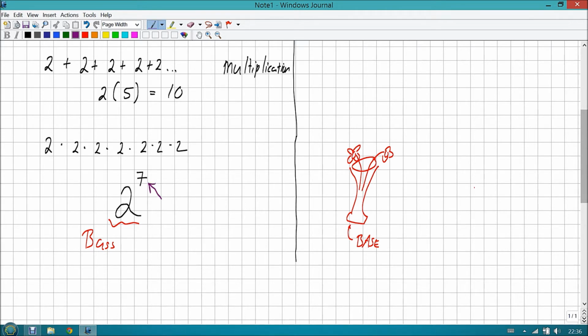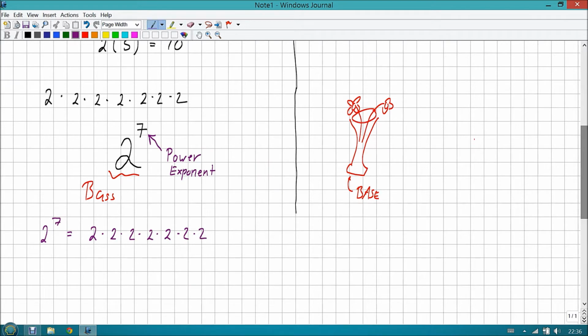Let's try to make sure that the base always goes on the bottom. And then you have the part that makes it so that atheists can't do math, because atheists don't believe in a higher power. That's right, this number up here is the power, or the exponent. This number, the exponent, represents how many times the base multiplies itself. So in this case, 2 to the 7th is equal to 2 times 2, 7 times. Now, doing some arithmetic, we could say 2 times 2 is 4, 8, 16, 32, 64, 128. So we would say this is really 128.